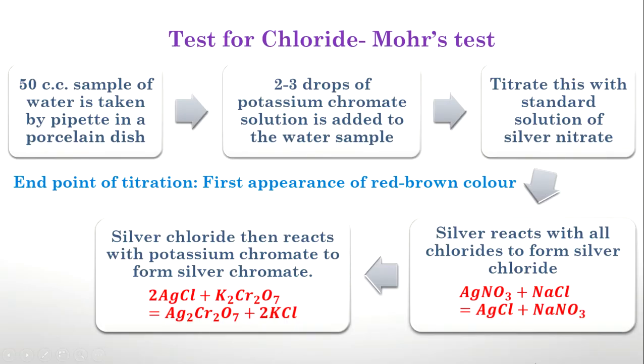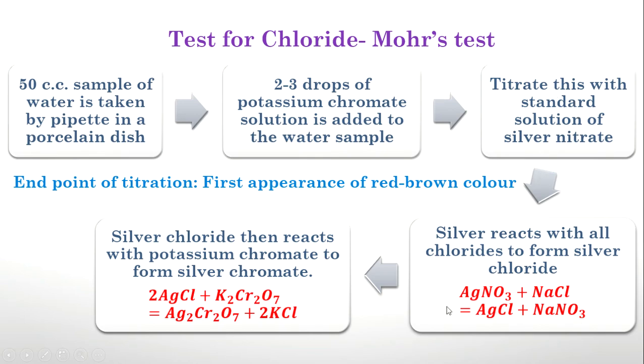Now we will use a chemical procedure for finding the amount of chloride in water. That procedure is known as Mohr's test, which was developed by a scientist known as Mohr. It is a very simple procedure. It has only 3 steps. We have to take the sample of water first, then add 2 to 3 drops of potassium chromate into that sample, and now we have to titrate the sample with silver nitrate solution.